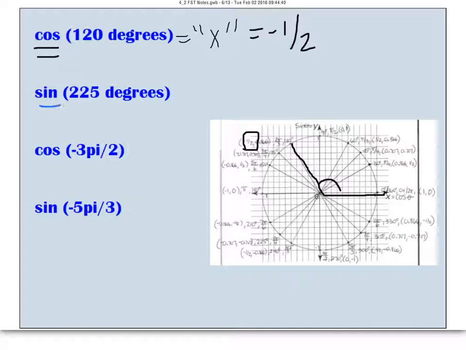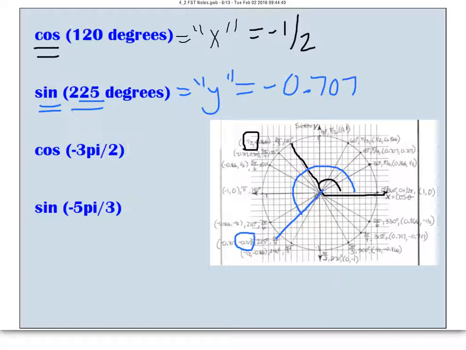Okay, let's move to the next one. Here they want the sine. Remember, sine means the y's. Now we move 225 degrees. So from here, if I move 225 degrees, I'm going to land right there. They want the sine, which is the y. It's that value. The answer, negative 0.707.